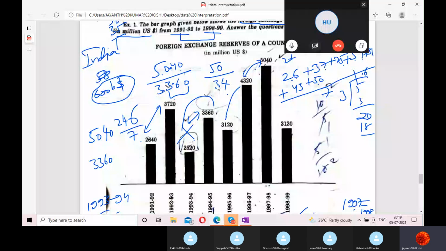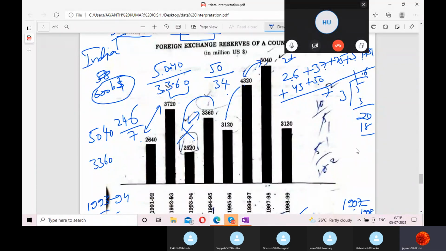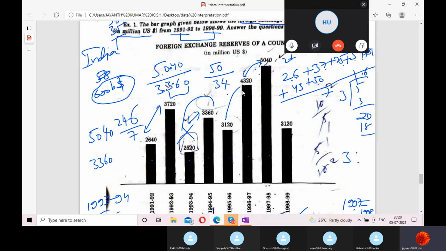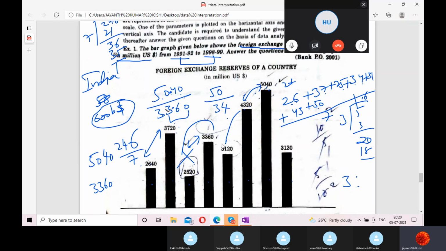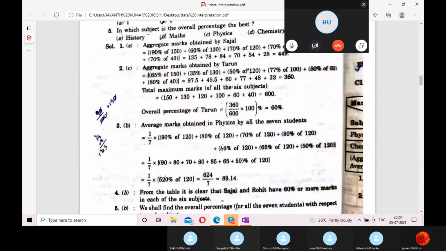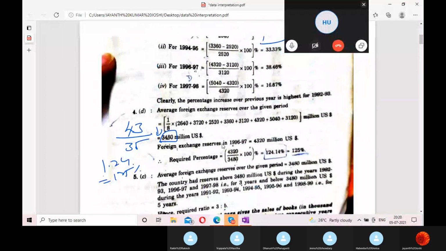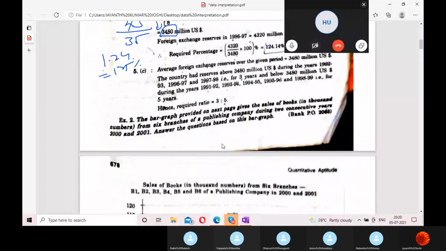So 34.80. So above 34.80 are how many? 1, 2, 3. Okay, only 3 figures out of 1, 2, 3, 4, 5, 6, 7, 8. So above 34.80 are only how many years? 1 year, 2 years, and then 3 years, and below that the rest of the 5. Okay, so 3:5 is the answer. That is 3:5.